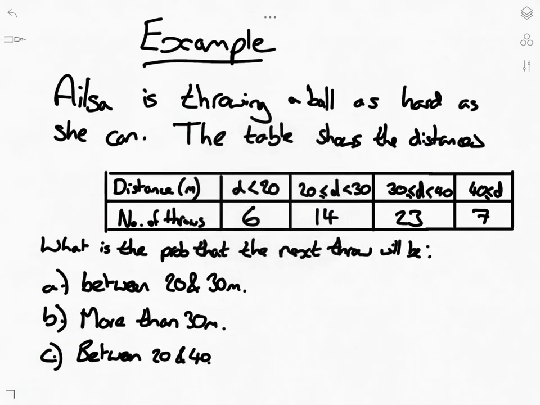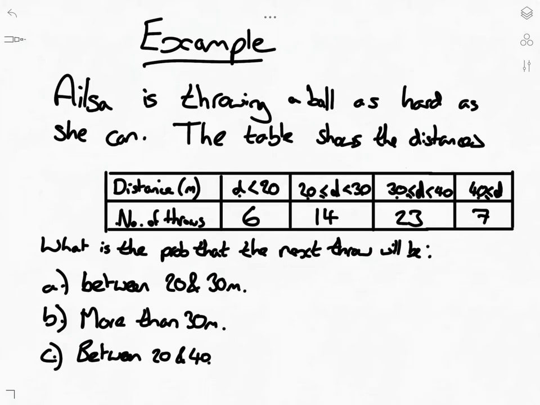So we have here, Elsa is throwing a ball as hard as she can. The table shows the distances. Then we have this table here with distance and number of throws. So this means the distance is less than 20. The distance is between 20 and 30. Distance between 30 and 40. And this one is 40 is less than the distance, so greater than 40. Okay, and we have the number of throws. What is the probability that the next throw will be between 20 and 30?